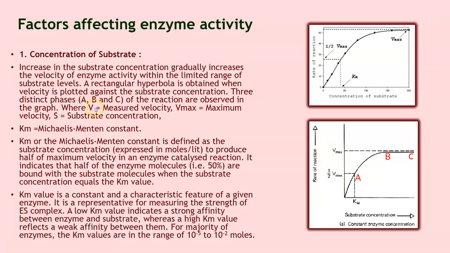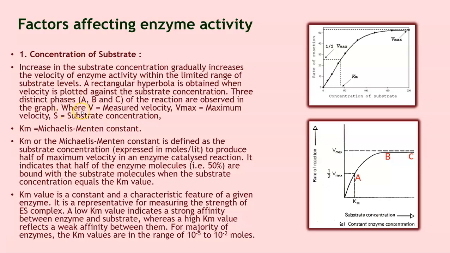Three distinct phases A, B, and C of the reactions are observed in the graph. So these are your A, B, and C regions. First, there is steady and constant growth till it reaches its maximum velocity. That is the maximum rate of reaction that can be reached. And then your C is the static phase, where from here on there is no further increase in the rate of reaction even if the substrate concentration increases.